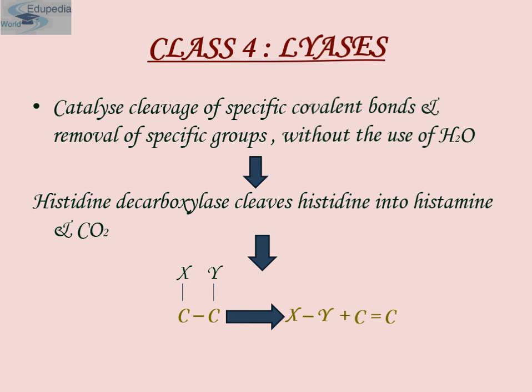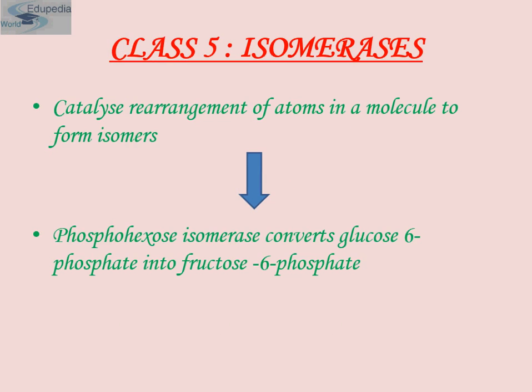Now come to the fifth class of enzyme, that is isomerases. They include all enzymes catalyzing interconversion of optical, geometric or positional isomers. They catalyze rearrangement of atoms in a molecule to form isomers. For example, phosphohexose isomerase converts glucose 6-phosphate into fructose 6-phosphate.